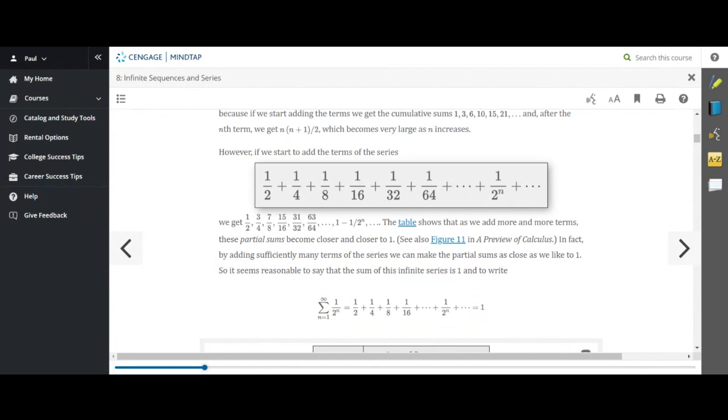Okay, and we can actually view a series in terms of a sequence of what are called partial sums. For instance, the first partial sum is a half. The second partial sum would be a half plus a fourth, which is 0.75. The third partial sum would be a half plus a fourth plus an eighth, which is 0.875. You can look at this sequence of partial sums of the series.